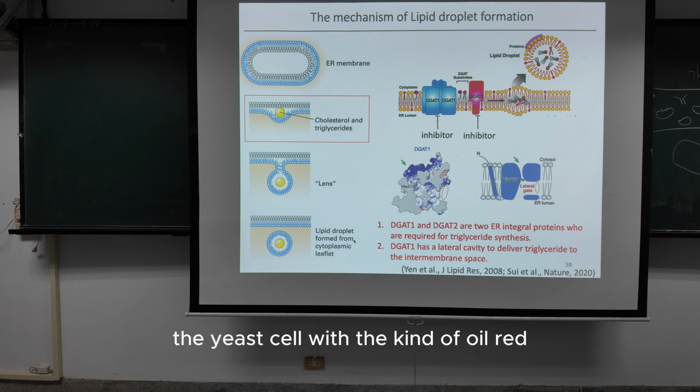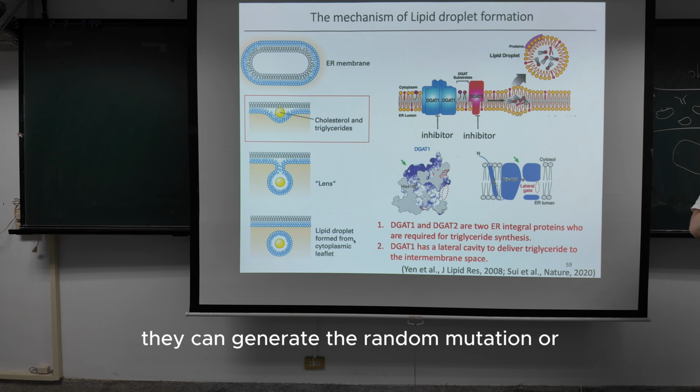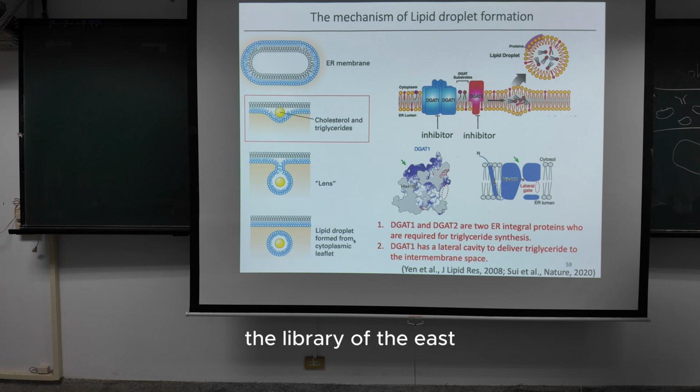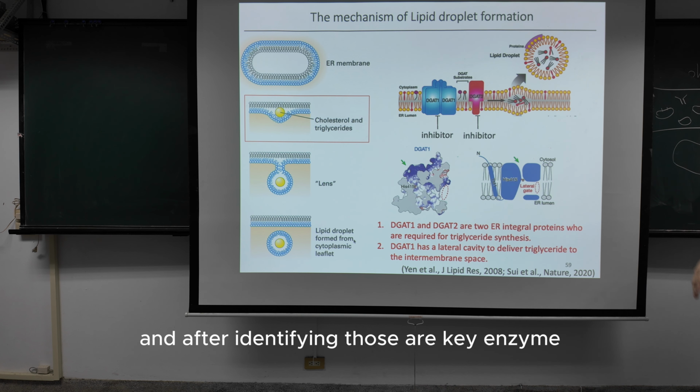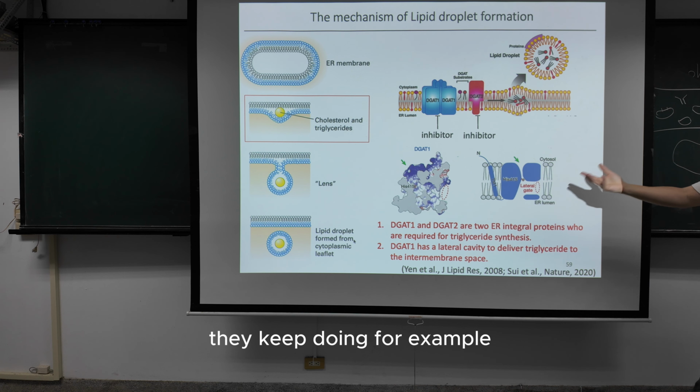Usually, after oil red incubation for a couple of hours, you will start to see the lipid droplets. So they can generate random mutations or a library of yeast, and find out which mutation stops the yeast from producing lipid droplets. And finally, after screening, they found DGAT1 and DGAT2 are the two proteins really important to synthesize such lipid droplets. After identifying the key enzymes, they kept studying, for example, their protein structure, to see why they can do this. And this is the protein structure of DGAT1.